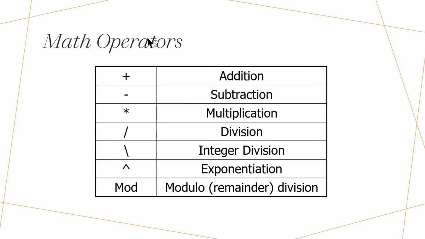Now we will see the math operators. Here comes plus, which is mainly used to add, or to find the summation of two different numbers. The next one is minus, which is mainly used to find the difference between two numbers. The third one is asterisk, which is mainly used to find the product of two operands. The next one is division. This will divide one operand by another, and this will provide the result in the form of a floating point number.